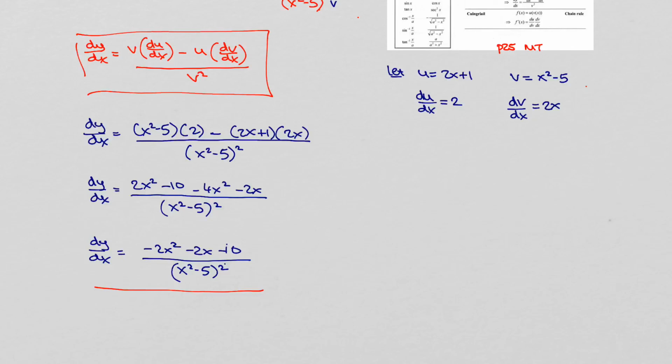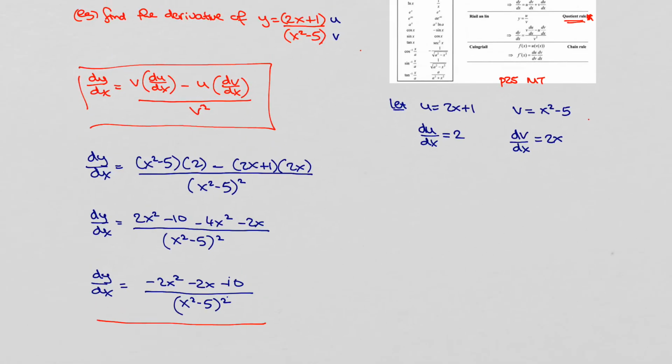In other words, the slope of the tangent to the function at any given value for x is represented by minus 2x squared minus 2x minus 10 over x squared minus 5 to be squared. And if we wanted to evaluate that, we would need to know a value for x, which would be given to us in the question.